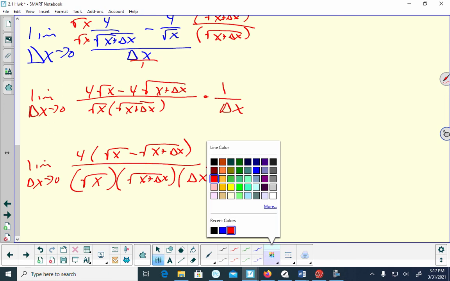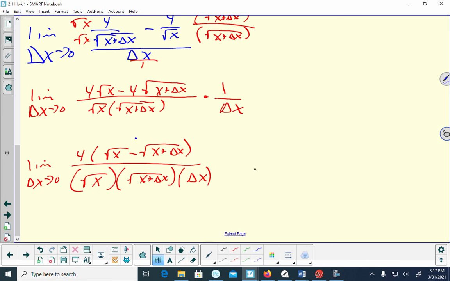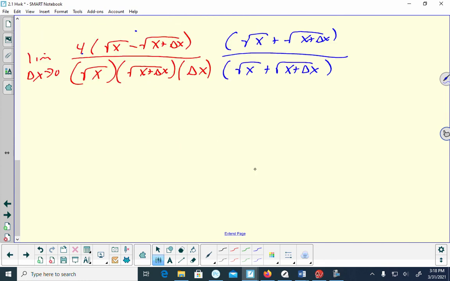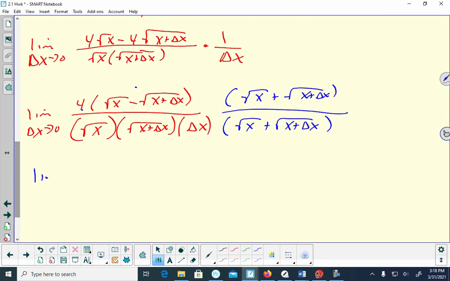So I am going to decide to multiply by the conjugate, and I'm only multiplying by this conjugate. This 4 is just going to come along for the ride. So I'm going to take the square root of x plus the square root of x plus delta x, and I'm going to multiply the denominator by that as well. So this, remember, difference of two perfect squares, it's the way I factor it. So it is going to end up being 4, and then it's going to be x minus x plus delta x, because I'm going to have to distribute that negative sign.